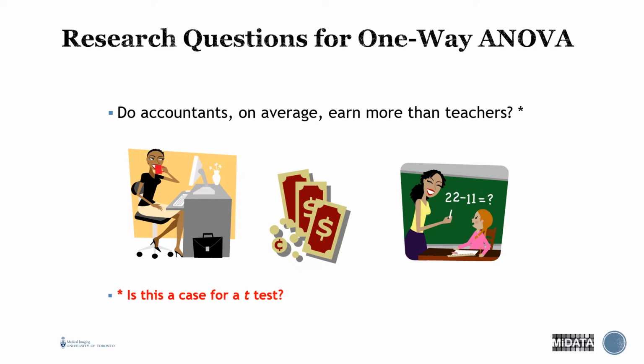For example, do accountants on average earn more than teachers? Well, this is perfect because this is answerable by yes or no, which is something that you can test using a statistical method. Now, in this case, because accountants are going to be compared to teachers, we only have 2 levels in our group variable. So this would be a good case for a t-test. And as we've mentioned, a t-test is actually a special case of an ANOVA.